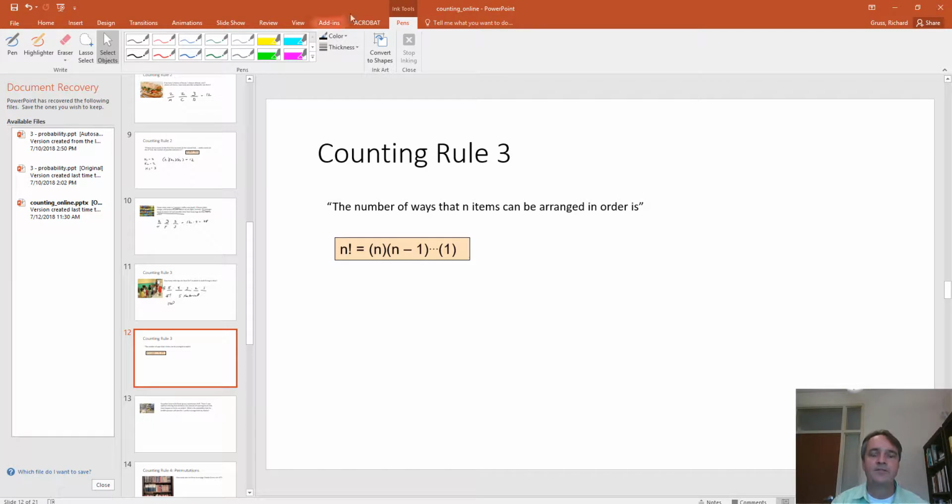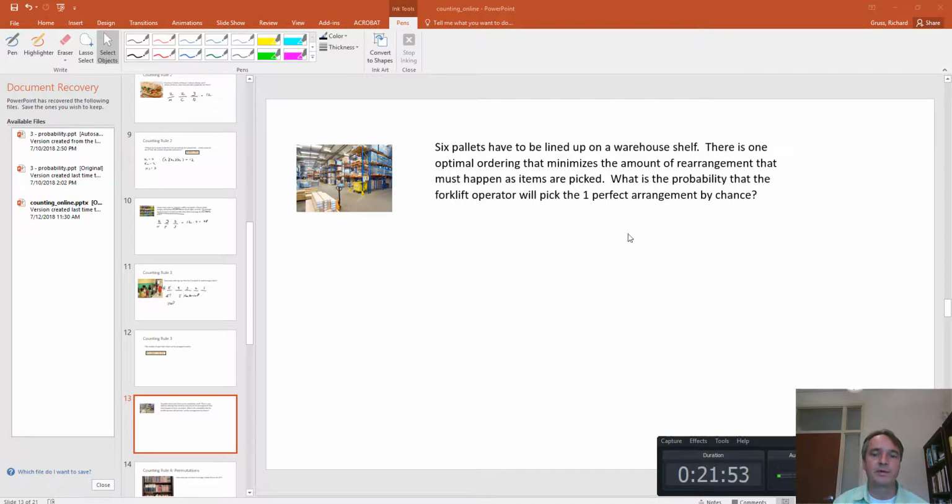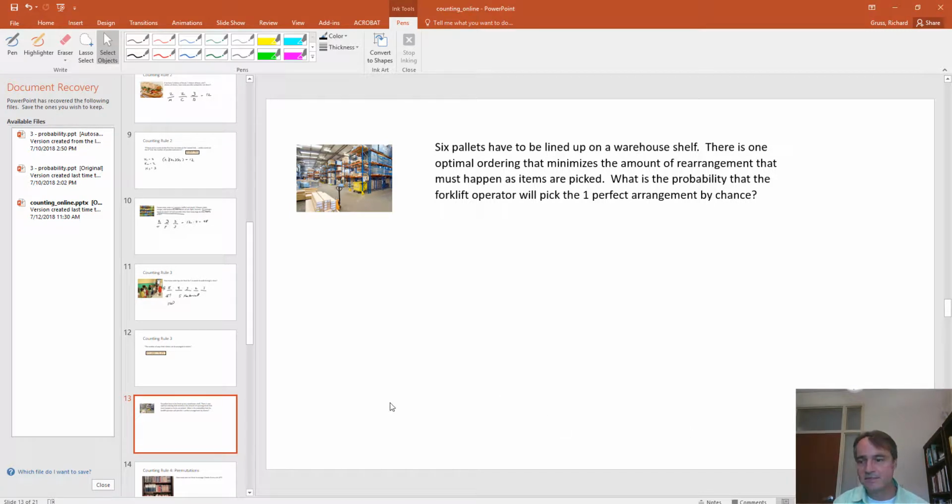Okay, so here's the official wording of this rule. The number of ways that n items can be arranged in order is n factorial, or n times n minus 1 down to 1. And so the business example of where this problem comes into place is our old pallets. How many different ways are there to arrange 6 pallets on a warehouse shelf? Now that you've got that counting rule, go ahead and pause the video and figure out what is the probability of a forklift operator picking the very best arrangement of these 6 pallets.